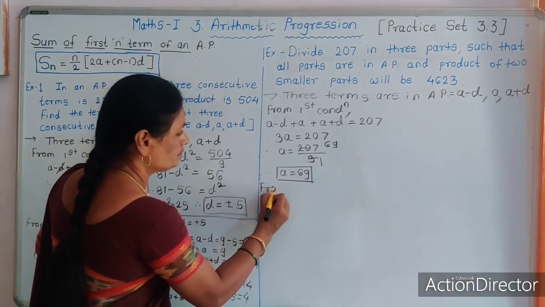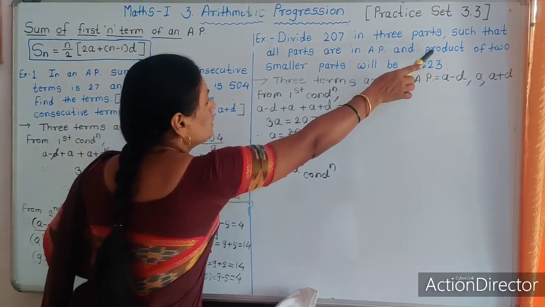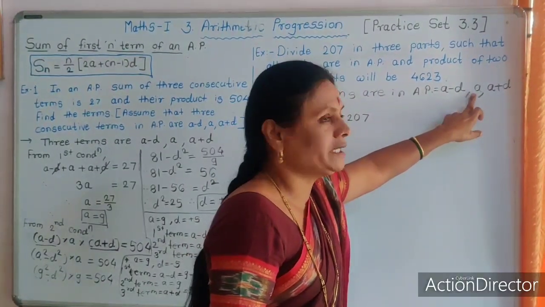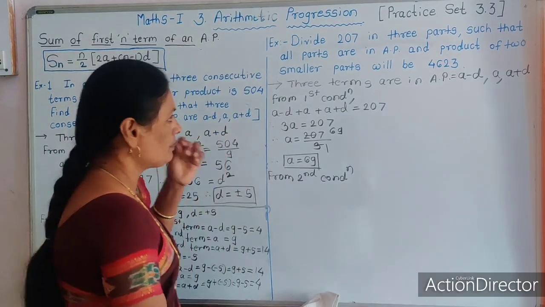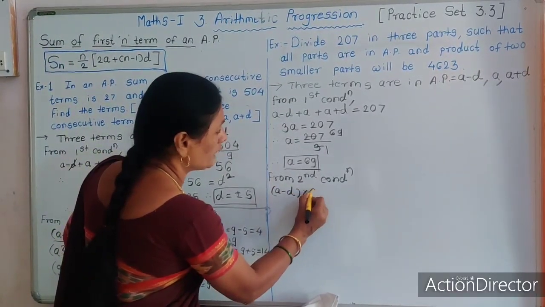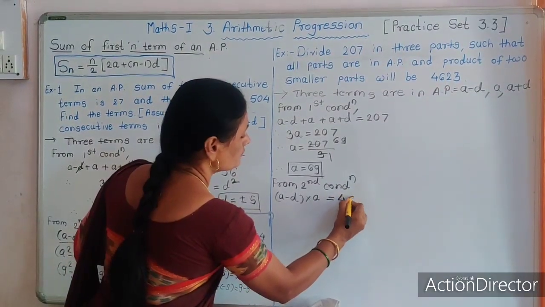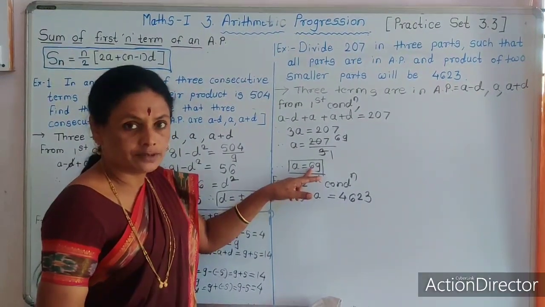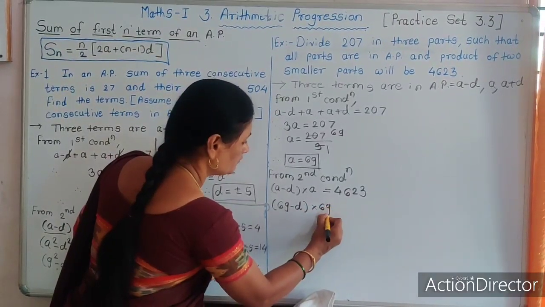Then from the second condition. The second condition is that the product of the two smaller parts. This is the first part, that is the first term. The second term is the second part, and this is the third term. These two are the smaller parts. Therefore, from the second condition, the product of the two smaller parts, that is the product of a minus d into a, is equal to 4623. Now look here, we put the value of a. a is equal to 69. Therefore, 69 minus d into 69 is equal to 4623.